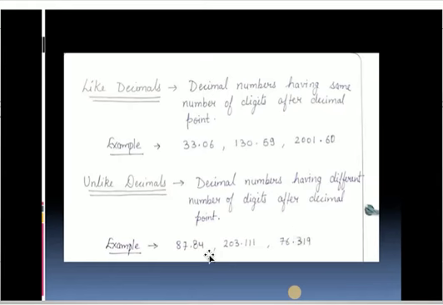And one more thing, whenever we write the name of a decimal number, we will write it as 87.84. That means the digits after the decimal point we will pronounce individually. Okay, this will be written as 203.111. Okay, let's move on.